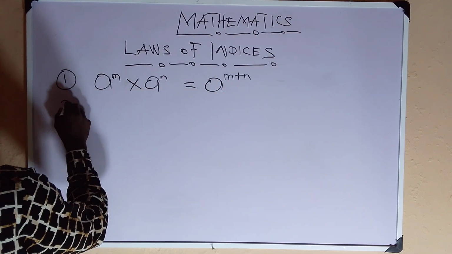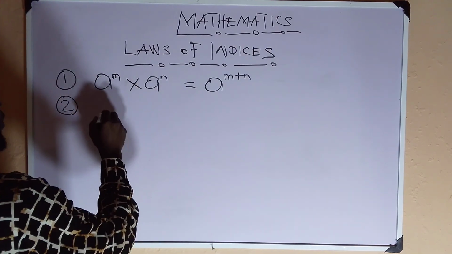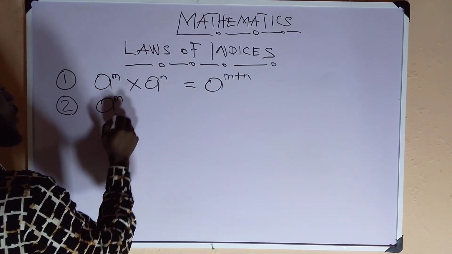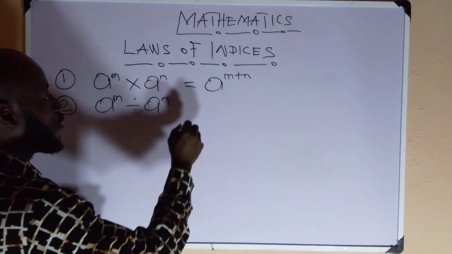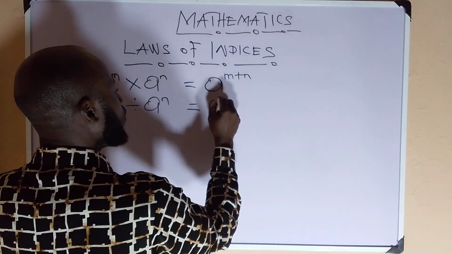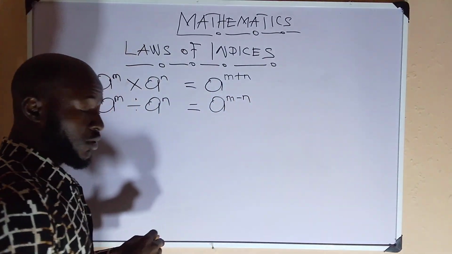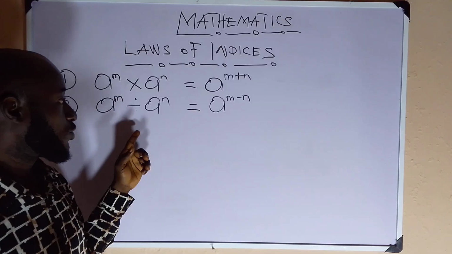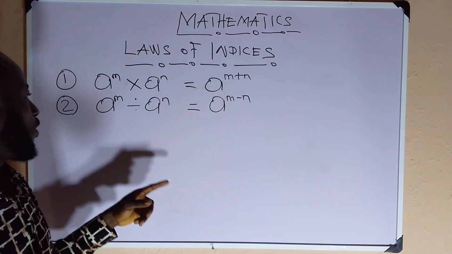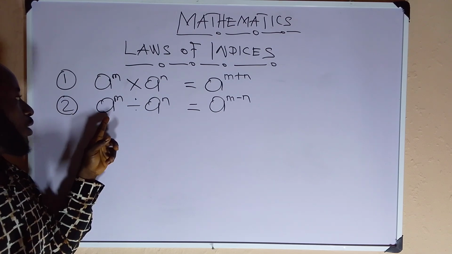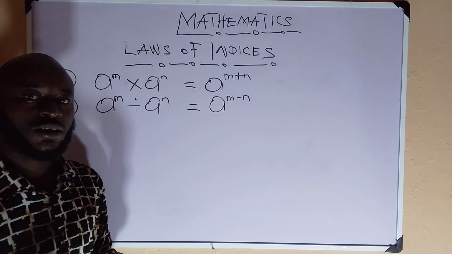The second law of indices states that a raised to the power of m divided by a raised to the power of n equals a raised to the power of m minus n. Just look at the striking difference. The multiplication sign in the first law changes to addition sign, while in the second law, the division sign changes to minus sign.